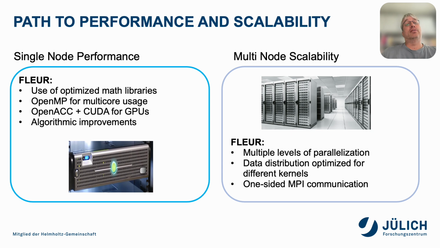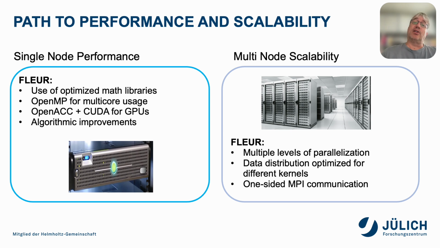And we will discuss them in a little bit more detail later on, but just to give you the summary. On the one hand, we use optimized math libraries to get very good performance on the core. We use something which is called OpenMP for using multiple cores. We also have an implementation for GPUs. GPUs are available on your nodes. We use OpenACC and a bit of CUDA. And we, of course, also always try to change algorithms in order to be as efficient as possible on the single node.